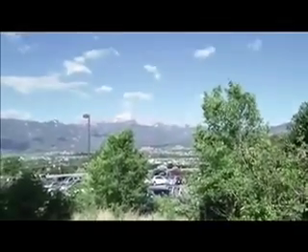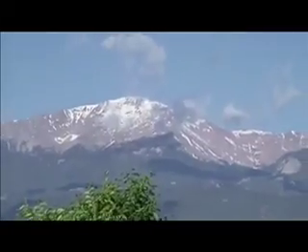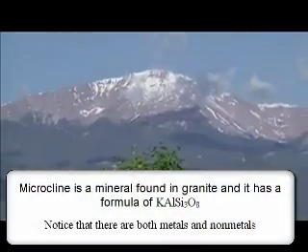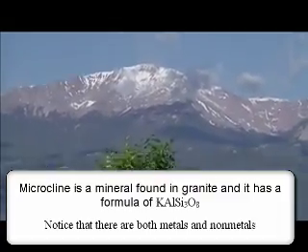Another example of ionic bond in the backdrop over here, if Aaron turns, you'll see Pikes Peak. Pikes Peak is made up of Pikes Peak granite. Granite is a mixture of many chemicals, but all of them are ionic bonds. Metal bonded to nonmetal. And that's an ionic bond.